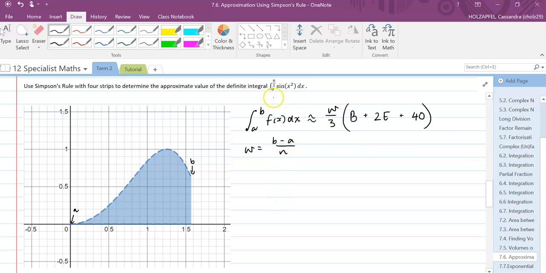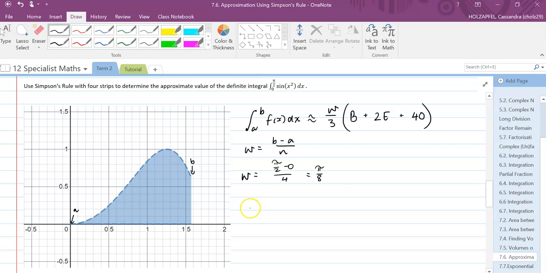So this is going to be equal to the distance between here divided by the number of strips. So in this case here, it's asking us to approximate this integral from 0 to pi on 2 of sine of x squared dx. So let's go ahead and substitute some of these values in here now. So the width of each strip is going to be equal to pi on 8. So let's work out some of these values now for our boundary, our even terms, and our odd terms.